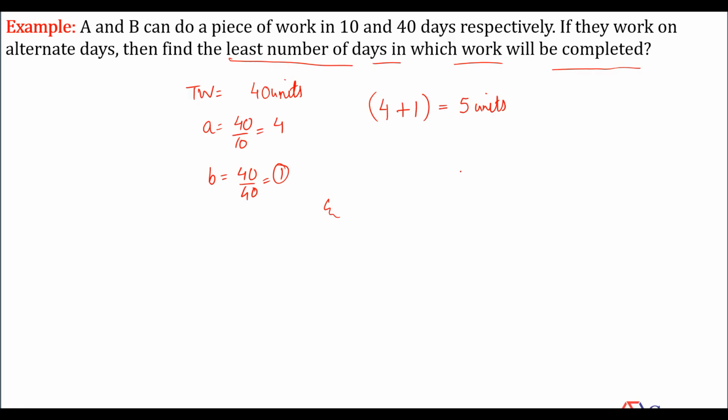This is clear or no? And what's the total work here? 40 units. This 5 units should be counted how many times so that it becomes 40? I can say 5 into 8. We'll make it 40. Yes or no? So how many cycles will be counted? 8 complete cycles will be counted. And each cycle is of 2 days. So 8 cycles will be of 16 days. So in how many days will the work be completed? I can say 16 days.